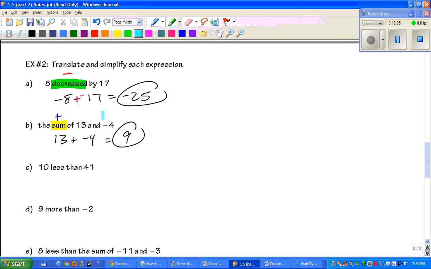Now, 10 less than 41. It does tell us to subtract. However, whenever we see the words less than, we need to switch the order. Okay? So this is 41 minus 10. Now, this one we don't really have to change anything. You can add the opposite, but since positives are bigger, it makes it a little bit easier to see.